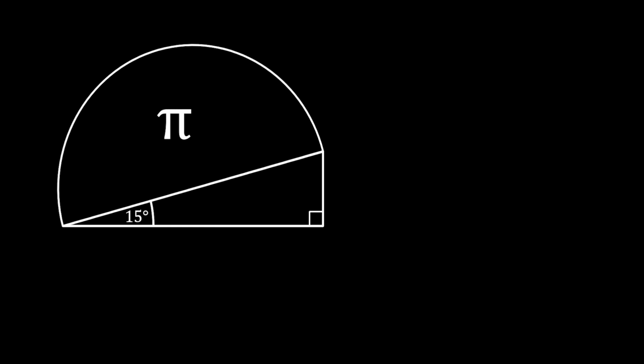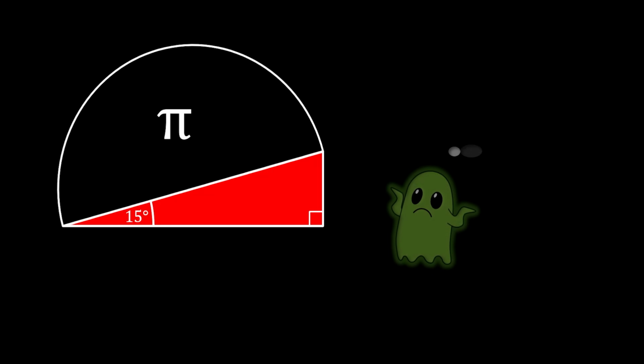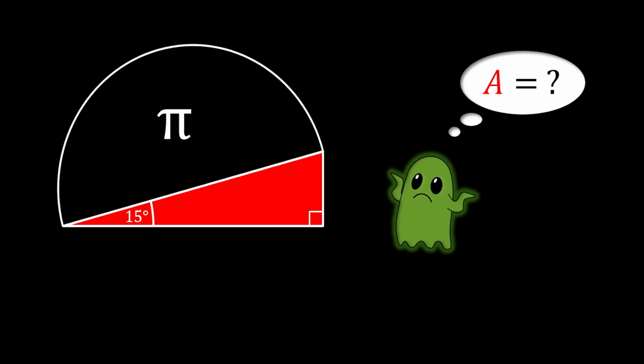We will start our problem with a right-angled triangle which has one acute angle of 15 degrees. Then, using the hypotenuse of this triangle as a diameter, we will construct a semicircle, as you can see on the sketch, which has the area of pi. The question is, can we somehow calculate the area of this red triangle?